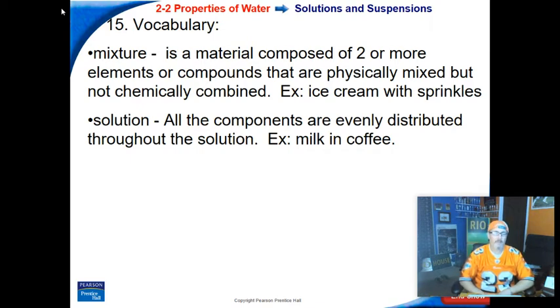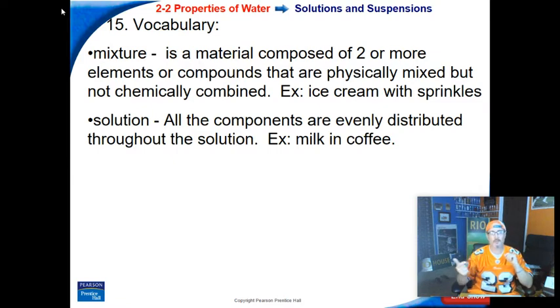Okay, vocab. Mixture: material composed of two or more elements or compounds that are physically mixed but not chemically combined. So a mixture would be like you can still see distinctly the two different things. Perfect example, ice cream with sprinkles. Now, granted, the sprinkles eventually might dissolve if you mix and add a little bit of heat. But when you sprinkle them on there, you can see two distinctly different things. Okay, that is a mixture.